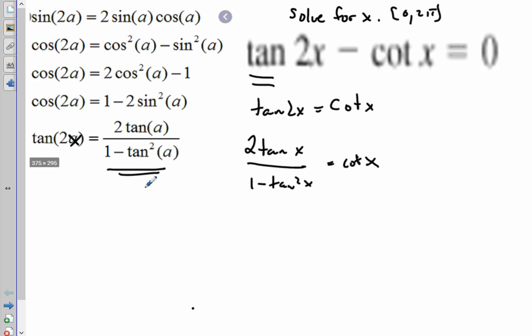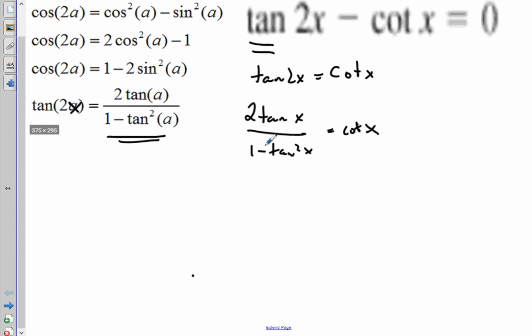From there, we're going to solve this. We're going to multiply both sides by that, do a little cross multiplication.